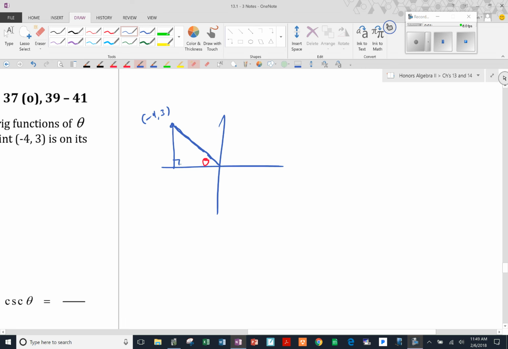So if I draw this as my right triangle, what does that make this length right there? 3. What does that make this length right here? 4, right? And if you want to put negative 4, because you can do that. And then this guy is 5 because it's a Pythagorean triple, right? And now you would use that little red theta. The sine of theta is opposite over hypotenuse, so 3/5, right? And that is going to be the answer to the sine in our problem.